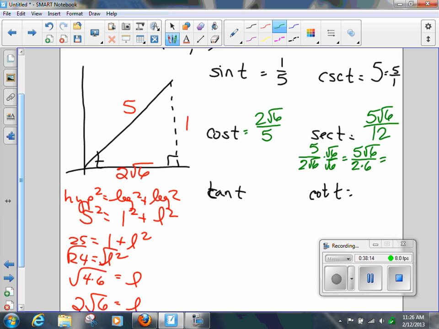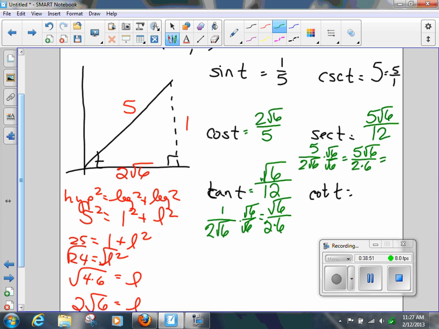Okay. Ugly but doable. Tangent, SOH CAH TOA, opposite over adjacent: 1 over 2 root 6. Do you guys agree? Rationalize it by multiplying by the square root of 6 over square root of 6, which is root 6 over 2 times 6, which is square root of 6 over 12. Yes? Can I reduce? Why? Because it's under the house. One's in the house, one's out of the house. They don't talk to each other.